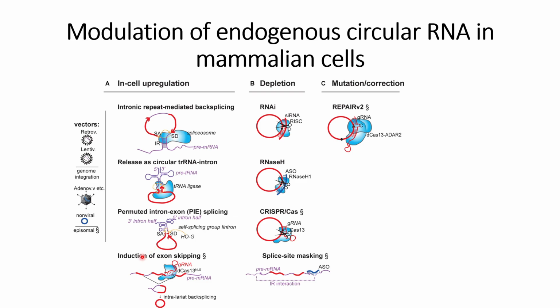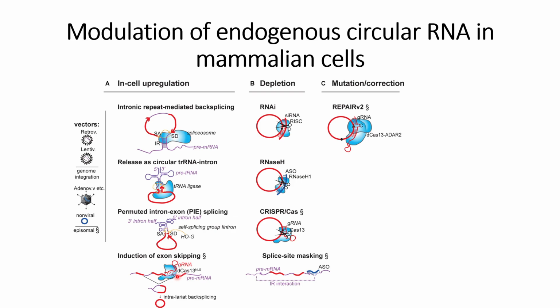Next is the induction of exon splicing. When the pre-mRNA is formed or linearized, during splicing some of the intron is further removed through intralayer back splicing. However, this strategy has not been proved yet, and right now it is only a theoretical concept.